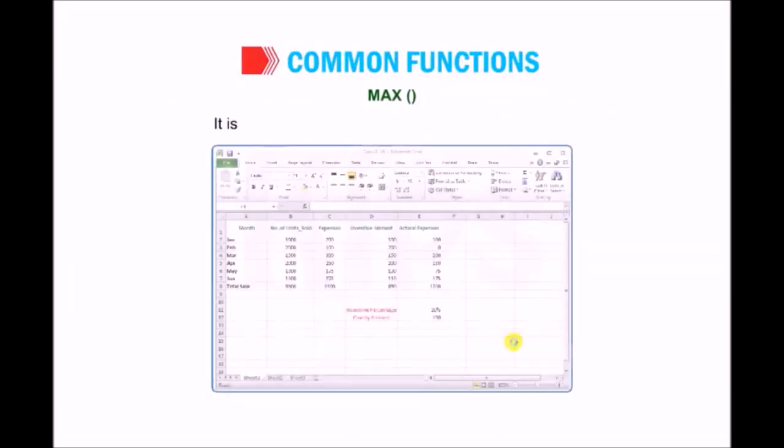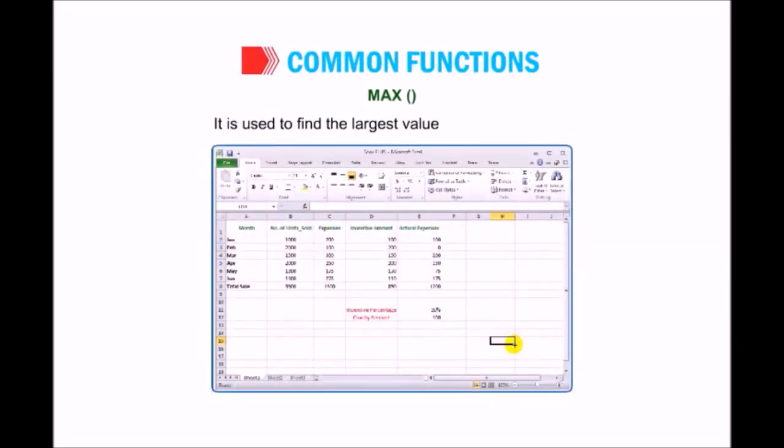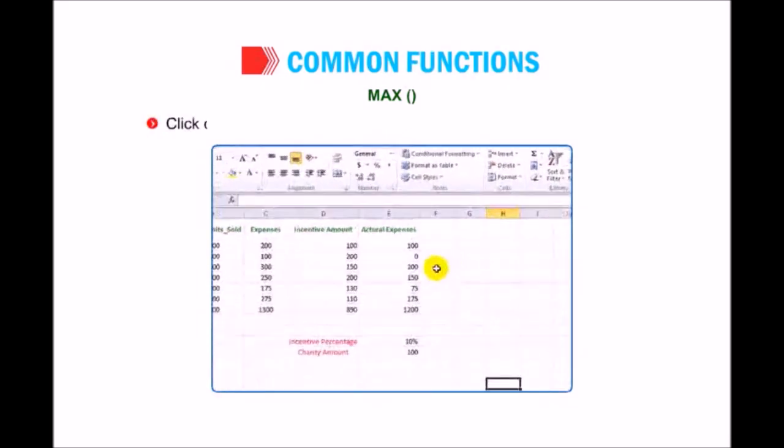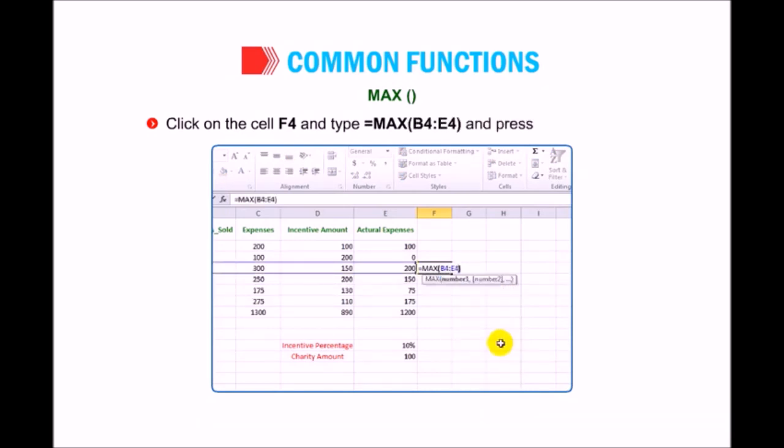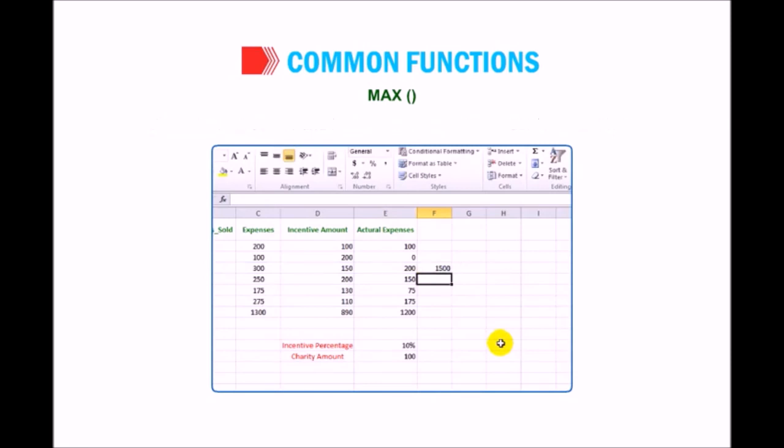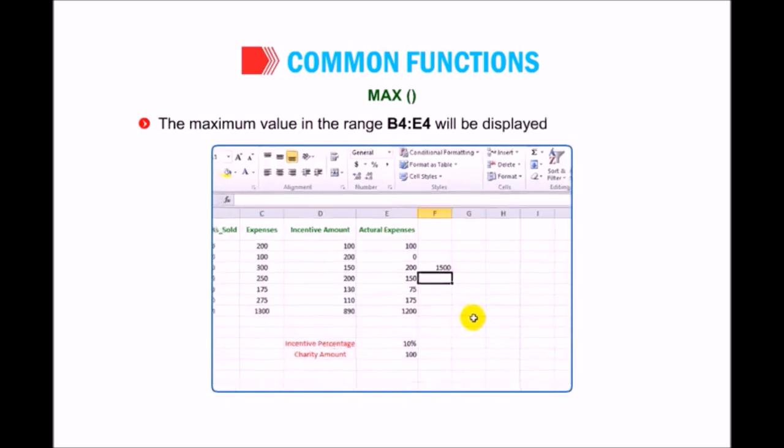The cell F6 will display the average of marks obtained by Anuj. MAX. It is used to find the largest value in the given range. Click on the cell F4 and type =MAX(B4:E4), and press the Enter key. The maximum value in the range B4 to E4 will be displayed in the cell F4.